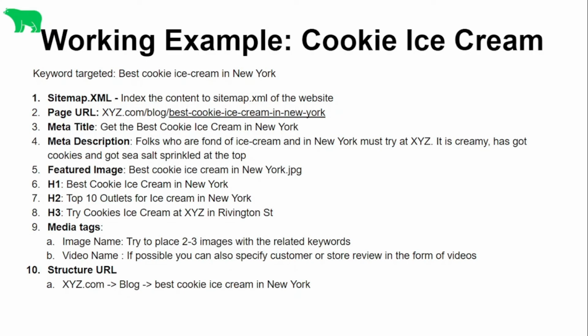Now the final thing is structure URL. Obviously, it's a blog and it cannot be put anywhere in random places, so the logical structure can be xyz.com, then the blog, then best cookie ice cream in New York. That's the name of the blog. And if you look at the second point, page URL, that's how the structure looks: xyz.com/blog/best cookie ice cream in New York.